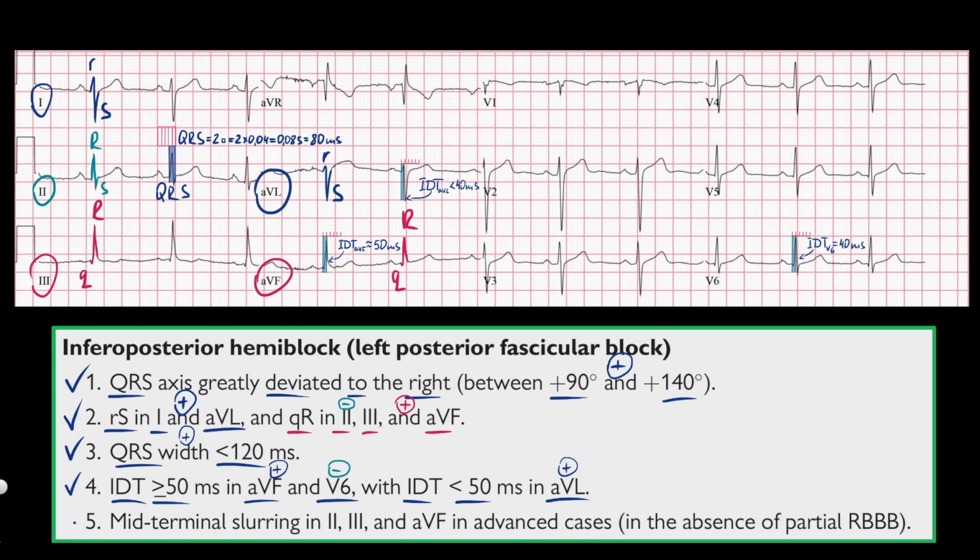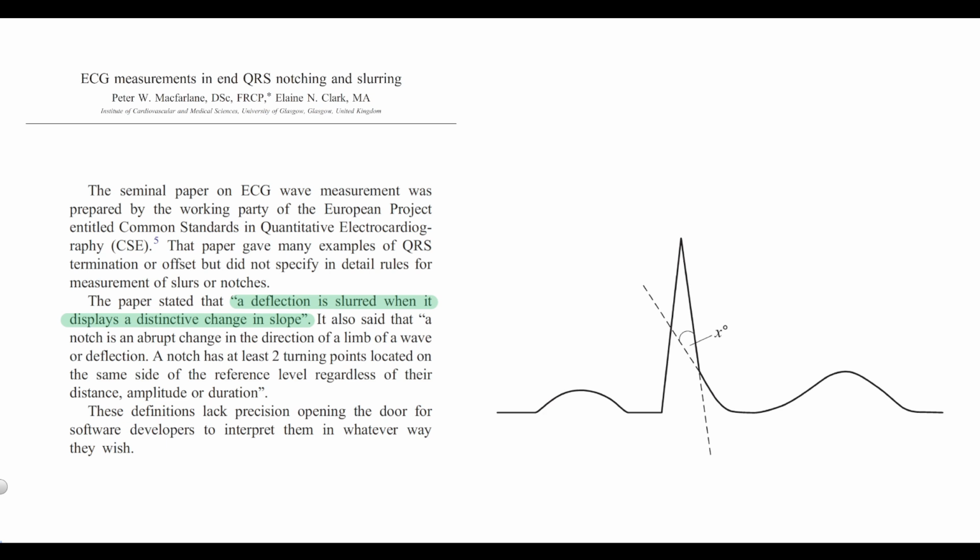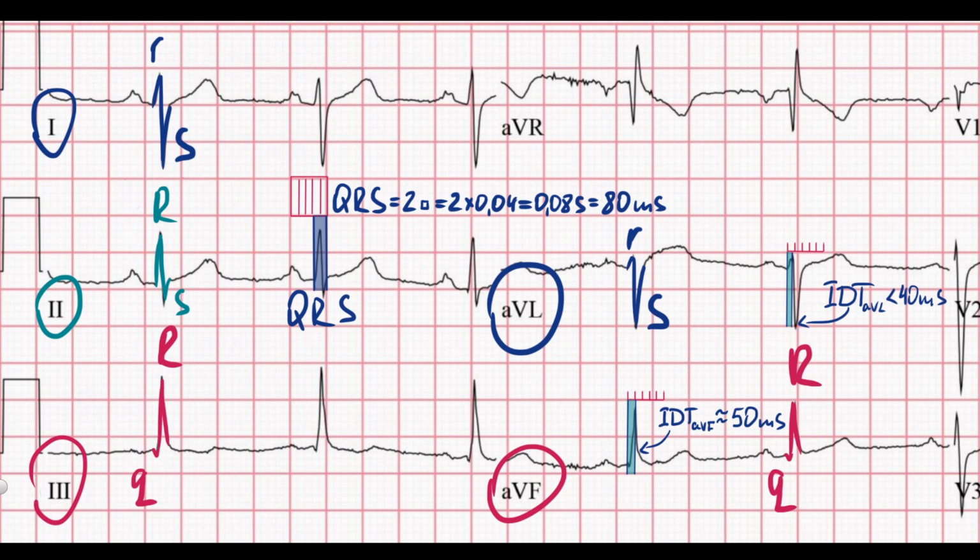The last ECG criterion of left posterior fascicular block is the mid-terminal slurring on the QRS in the second, the third, and AVF leads. But firstly, let's define slurring on the ECG. A deflection is slurred when it displays a distinctive change in slope. QRS slurring can be found as an X-angle between the initial and terminal part of the R wave downslope. Let's check. As you see, the second standard lead doesn't have QRS slurring at all, but the third standard lead does.